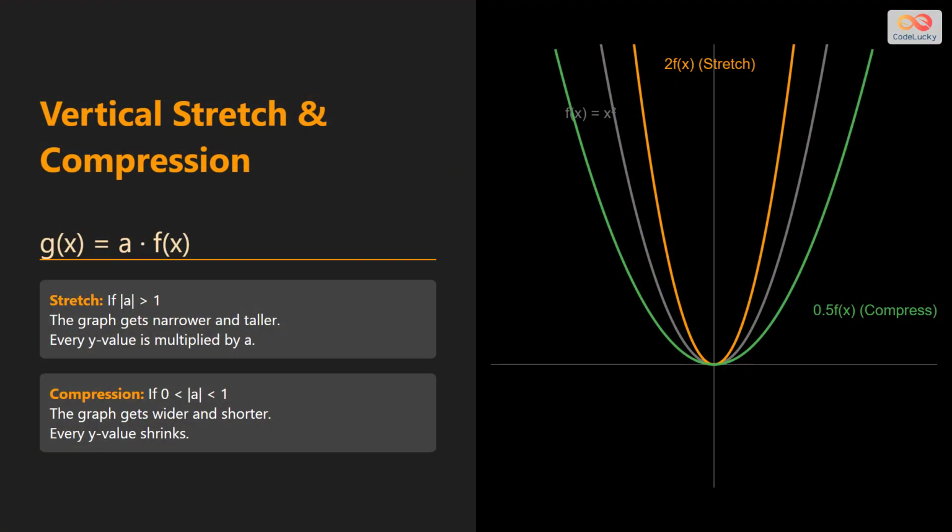Now let's change the shape. Multiplying the function by a number, a, causes a vertical stretch or compression. If it is greater than 1, the graph stretches vertically, becoming narrower and taller. If it is a fraction between 0 and 1, it compresses, making the graph wider and shorter.